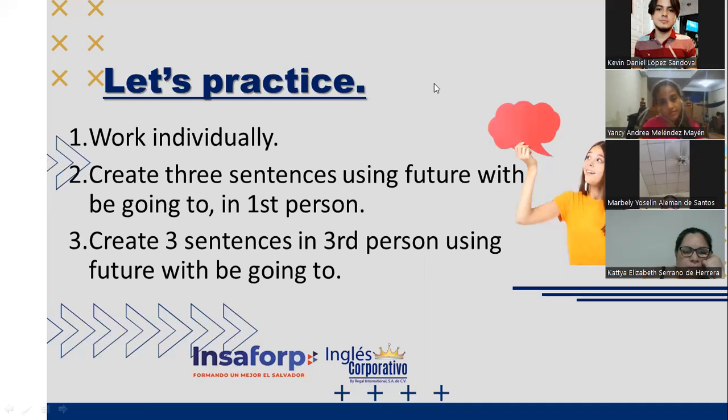Thank you. Kevin, Daniel. She's going to buy a cell phone. De nuevo. She's going to buy a cell phone. ¿Qué falta ahí, Kevin? Después de she. Oh, is. Yes, verb to be. She's going to buy a cell phone.